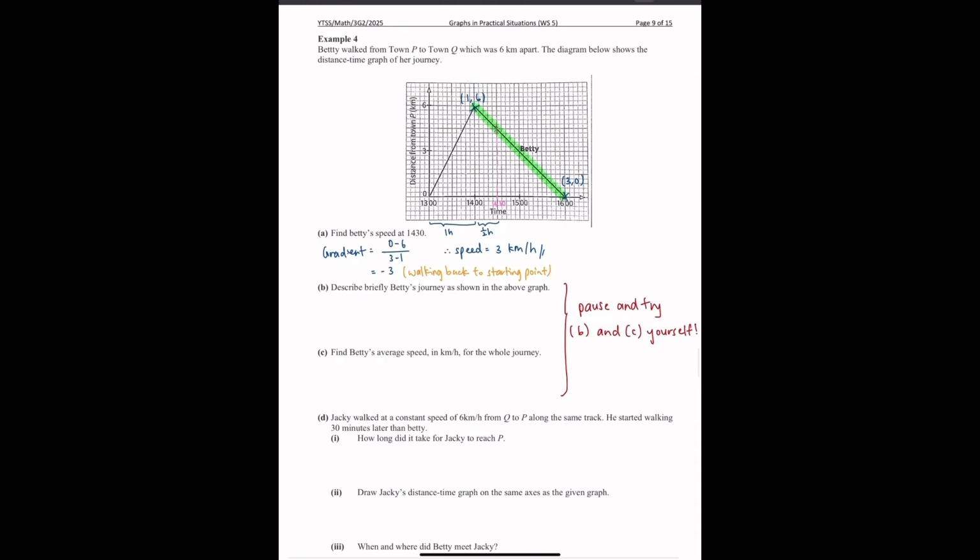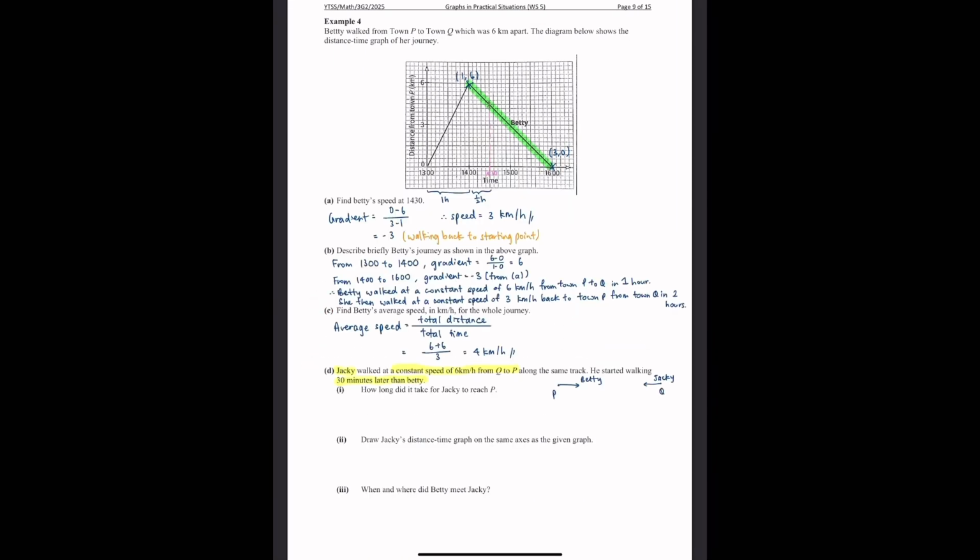Do pause the video now to try part B and C yourself. Press play again to see the final answers and check your workings. Now let's take a look at part D of this question. Do take note, please check your answers and solution for part B and C yourself.